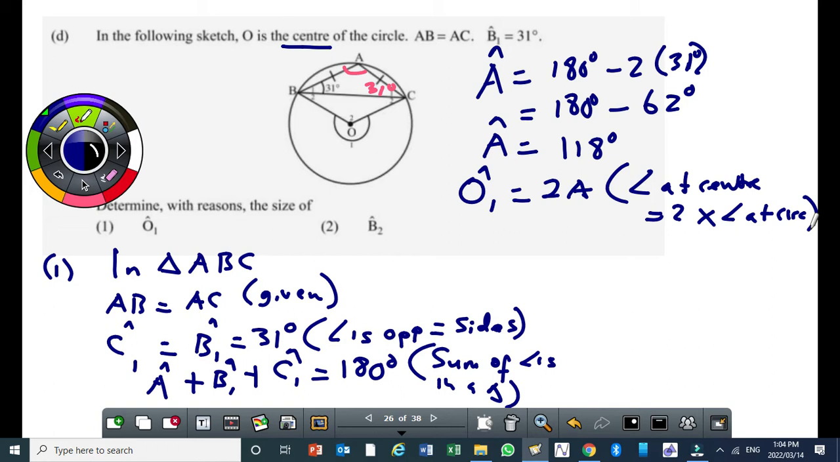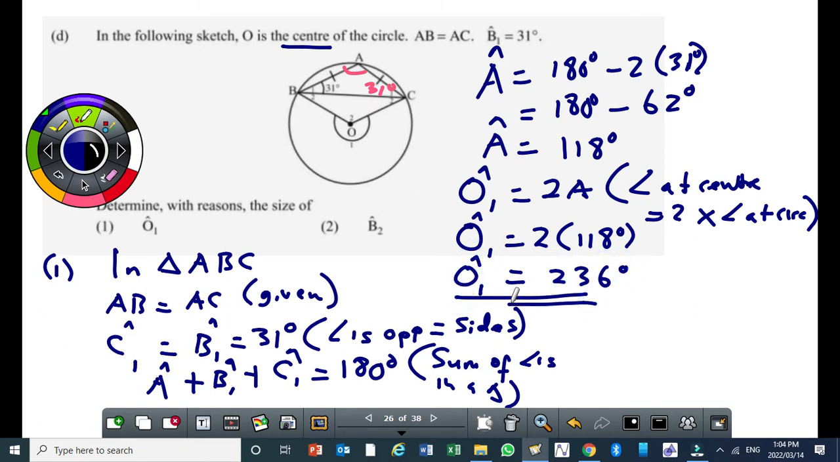The 4th theorem also falls under what are called cyclic quadrilaterals, which I asked you to copy down on Friday. Right? So angle O1 is equal to 2 times 118 degrees. Then this will give you 236. Okay? So angle O1 is a reflex angle.